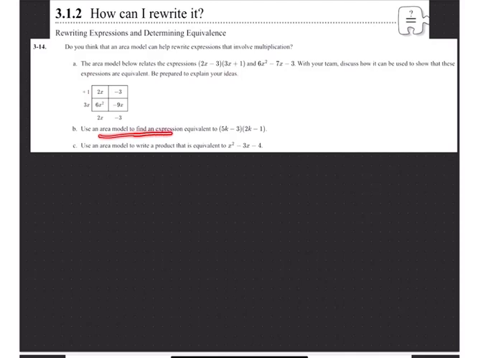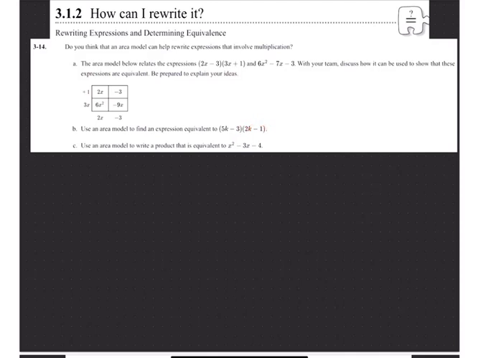So B wants us to actually figure out the area model. Use the area model to find the expression equivalent to 5x minus 3 times 2x minus 1. So area model, we need to make that area or that model. So when we look at this, I know that this here is a binomial. Bi means two terms. So that 5x is one term, negative 3 is the second term. Again, we get another binomial, and it doesn't have to be, it could be any polynomial, but this is a binomial as well. Two terms, 2x, and then negative 1.